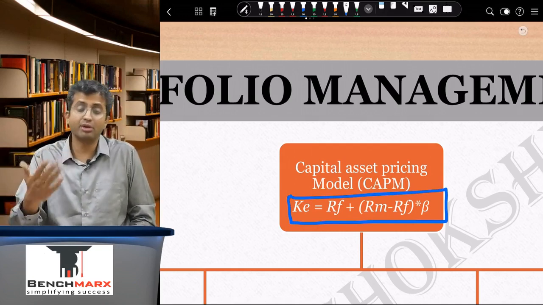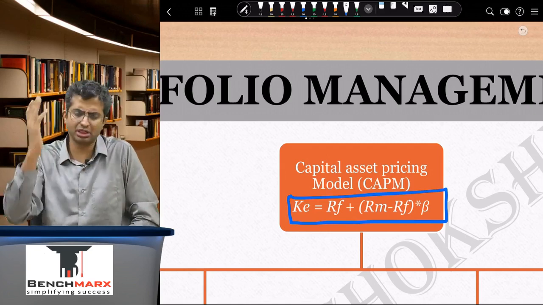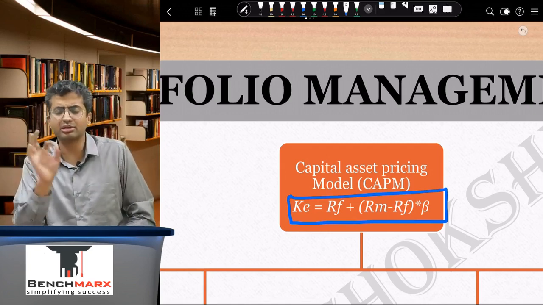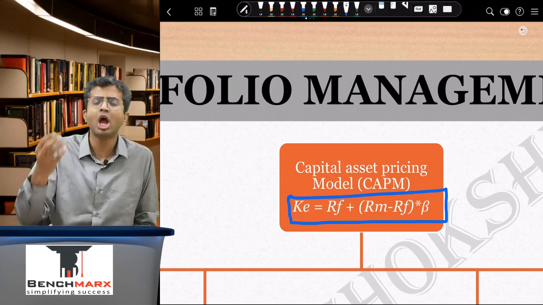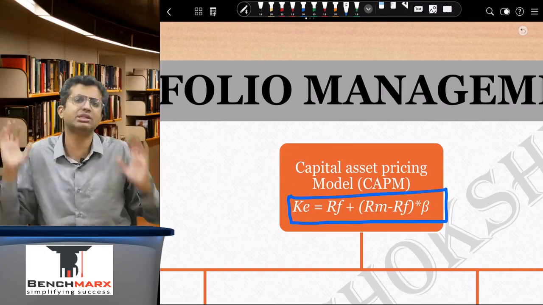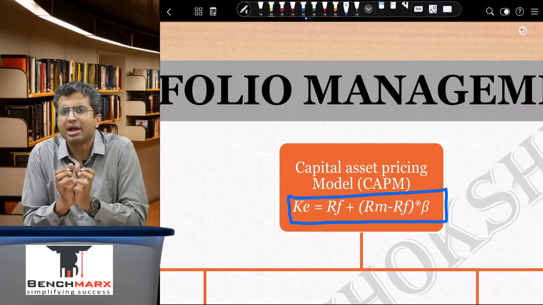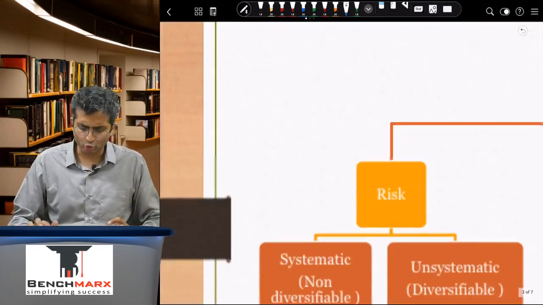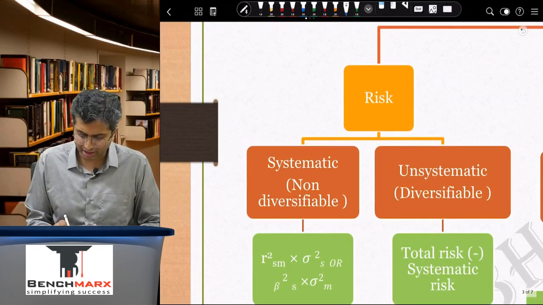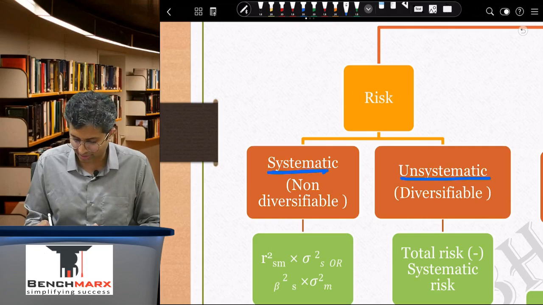in existence earlier, which says higher the risk, higher the return. Well, Sharpe agrees that higher the risk, higher the return, but he does not agree with the fact that any risk is risk. He says the risks have to be subdivided into two parts. There is something called a systematic risk, and then there is something called unsystematic risk.